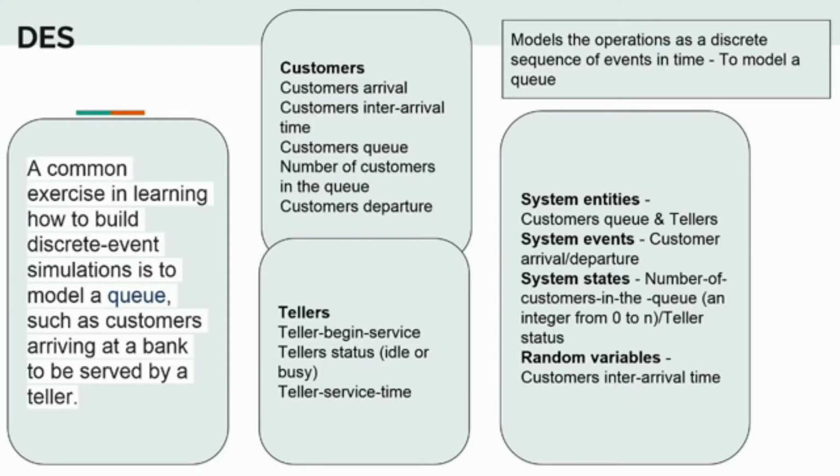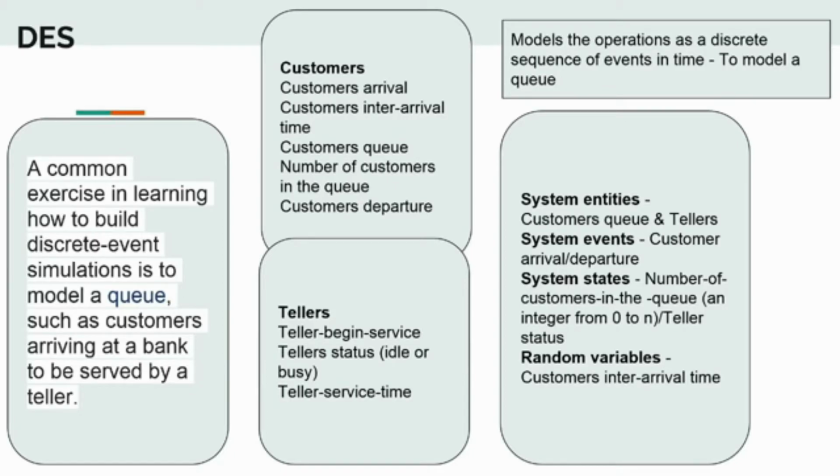Customer arrival, customer inter-arrival. This is the tricky bit. But there are so many probability techniques that you can employ: exponential, Poisson, and the like. And it has to be tested for validity. You have the customer queue, number of customers in the queue, customer departure. For the tellers, you have teller begin service, teller status, idle or busy, teller service time.